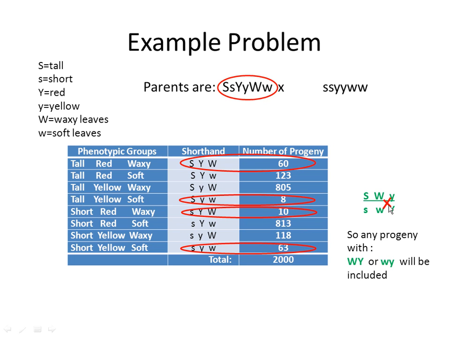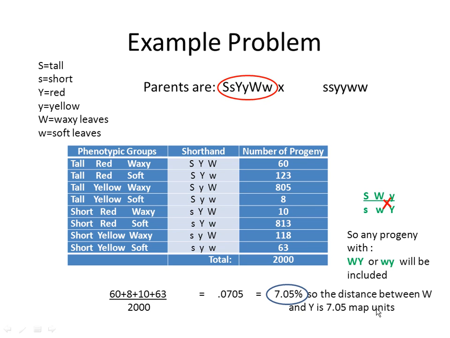Now, to do segment 2, you're going to imagine W, if this crossed over here, you'd have big W with big Y, or little w with little y, so you look through your data again and you pull out the data that fits those patterns. So here we have a big Y and a big W, so 60. Here's a little y and a little w, 8. Big Y, big W, 10, little y, little w, 63. And so when you add up those groups, you get 0.0705 or 7.05%. So that's the distance. 7.05 map units will be the distance between any allele of W and any allele of Y on any of these plant chromosomes.